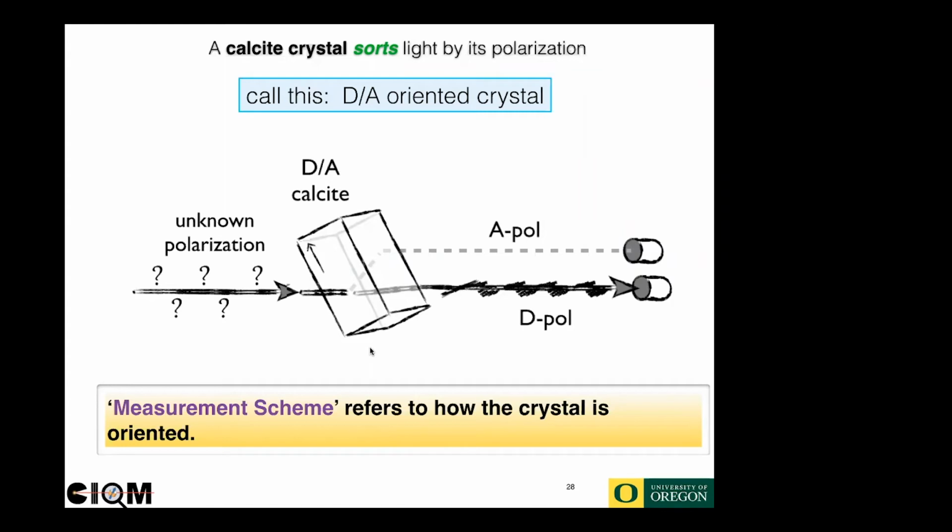So you see, we're measuring different things. Here we're measuring the amount of light in the A pol versus the D pol. In the previous case, we're measuring the amount of light in the H pol versus the V pol. Those are different kinds of measurements. And in quantum mechanics, you always have to specify what you're measuring, because you cannot measure everything at the same time.